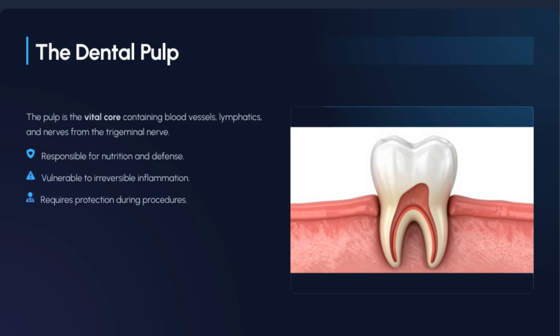The pulp is responsible for essential functions such as providing nutrition to the tooth and defending it against infections. It acts as the tooth's vital core, containing important structures like blood vessels, lymphatics, and nerves. These nerves are primarily from the trigeminal nerve, which explains why tooth pain can be so intense and localized. Recognizing the importance of the pulp helps us appreciate why preserving it during dental procedures is so vital for the overall health and longevity of the tooth.